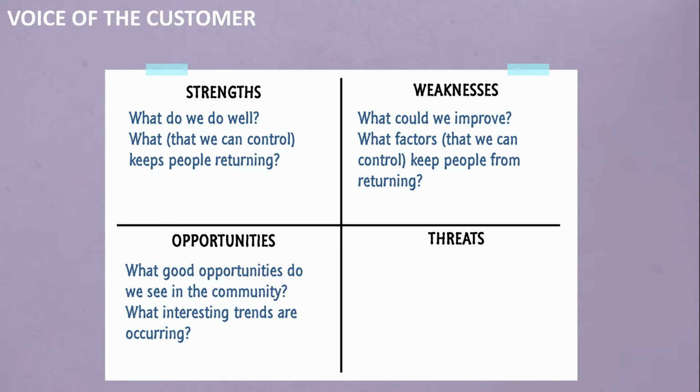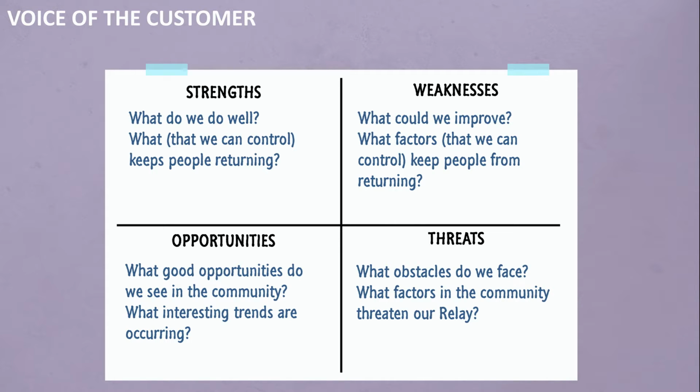Based on these scores, what are your opportunities? This is a spot to share what good opportunities we see in the community and what interesting trends are occurring. Opportunities are more about external factors, things that are not completely in the control of your event leadership team, but things you can tap into. Opportunities could be new businesses in the community that need a way to get involved.